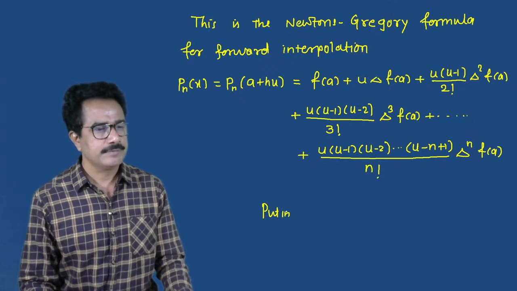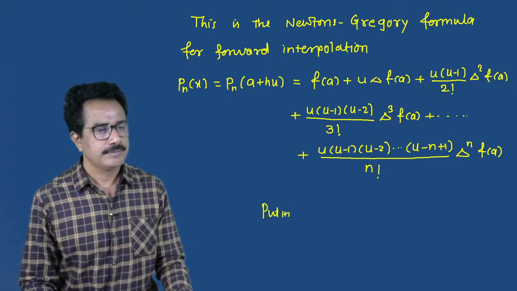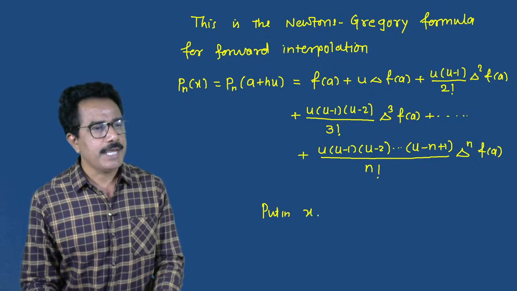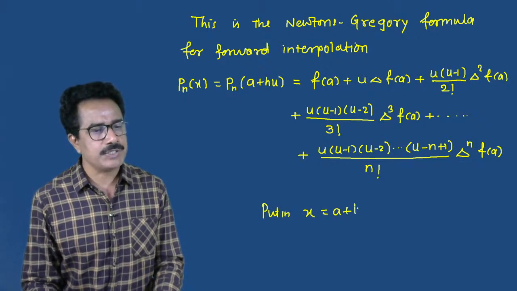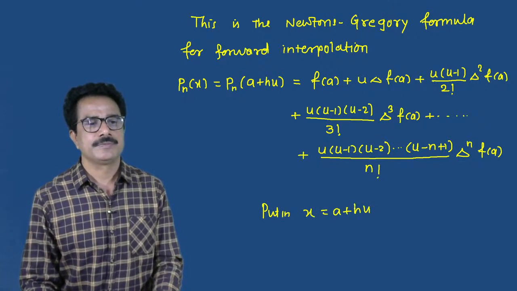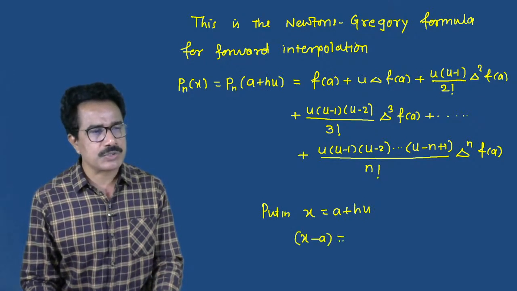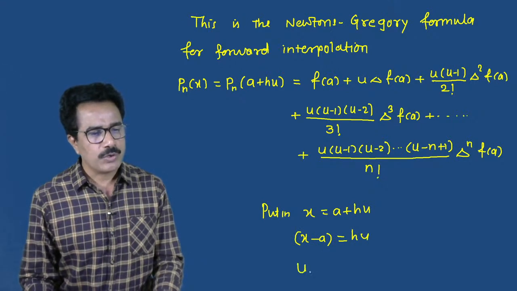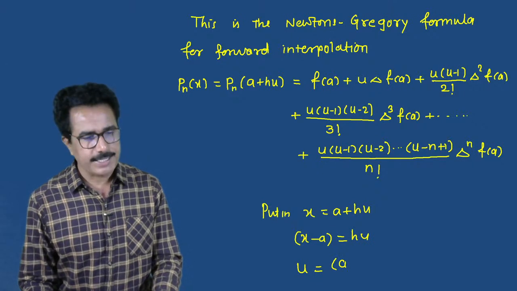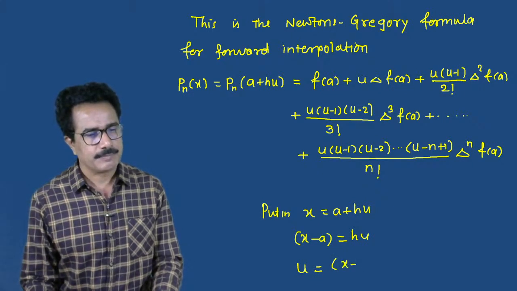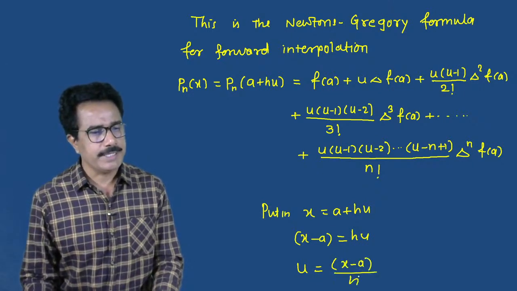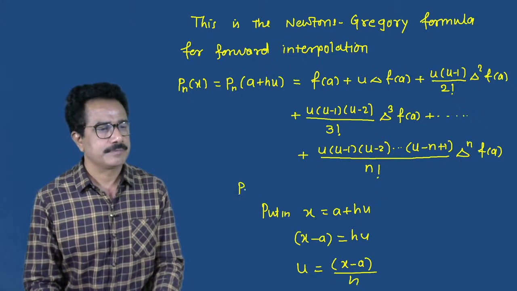Putting x is equal to a plus hu, that is, x minus a is equal to hu. So u is equal to (x minus a) divided by h.